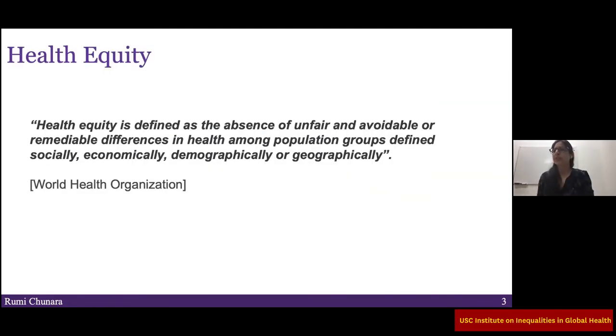I thought I would just back up to the top and start out with, as we're all familiar with, the broad strokes definition of health equity. This is from the World Health Organization. So y'all can read this in terms of talking about what health equity is and how we define it: unfair and avoidable and remediable differences in health amongst population groups that are defined across multiple axes.